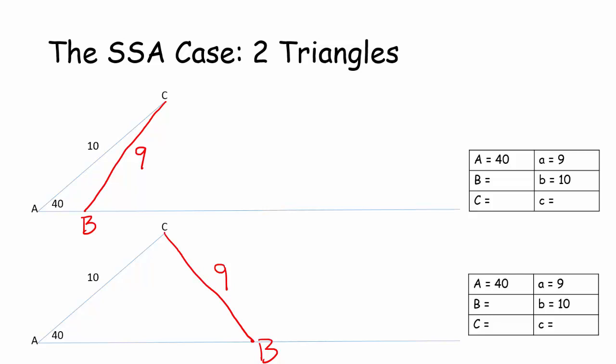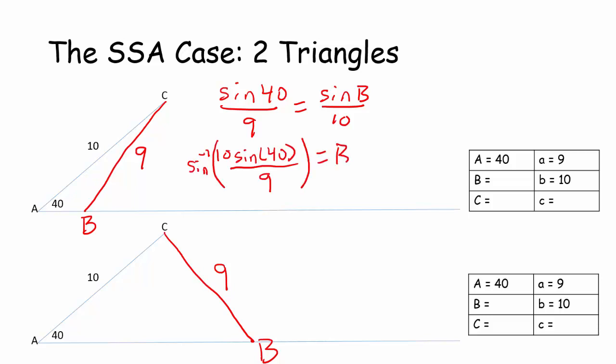So let's say over here I'm going to just do the law of sines. So I've got the sine of 40 over 9 equals the sine of B over 10. If I multiply both sides by 10 and then take the sine inverse of both sides, that's going to give me angle B, which is 45.578 degrees. So now looking at the two pictures that I've drawn, that's probably this angle down here.